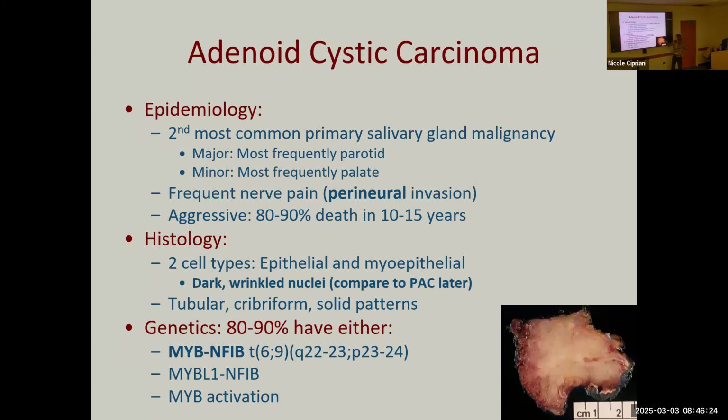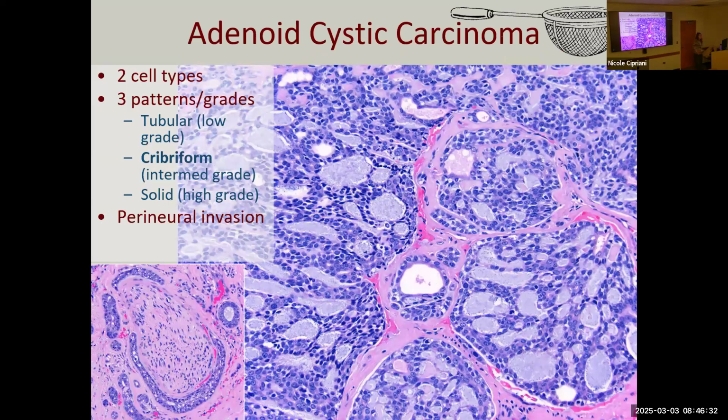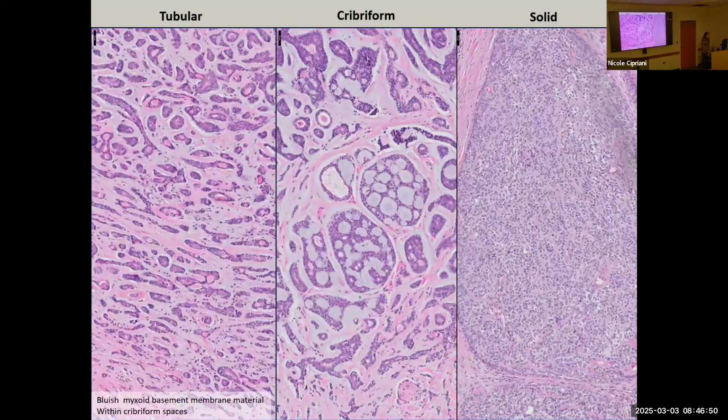You will have a biphasic phenotype, which we'll see in a second. And as we already talked about earlier, MYB or MYB-L1 NFIB fusion. The characteristic growth patterns are tubular, with just these bilayered tubules, cribriform, with these sieve-like spaces, or solid. You can see PNI there on the bottom left. When you're looking for the cribriform, there's tubular, there's cribriform, there's solid.